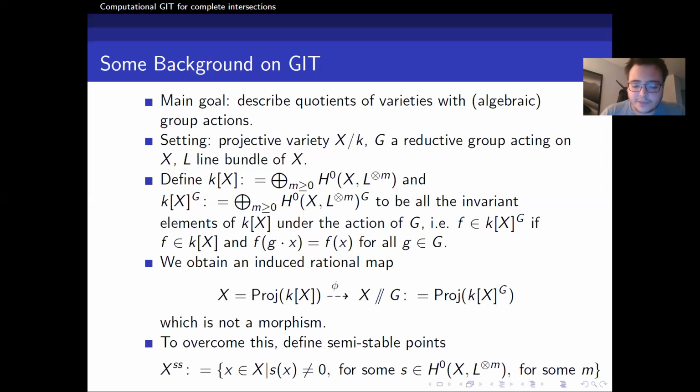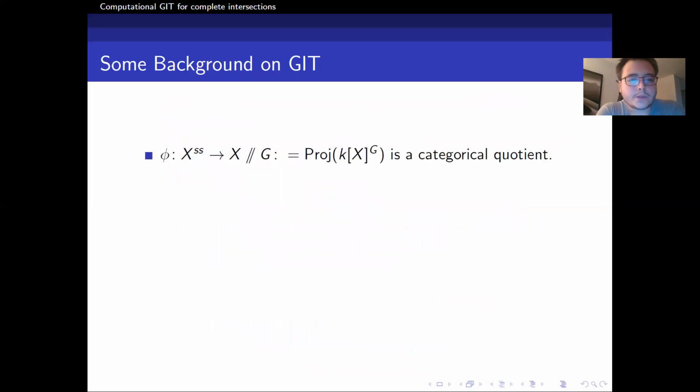To circumvent that, we define these points which we call semi-stable points. These are points in X where there exist some section with respect to the line bundle L to the power M, such that the section at x is non-zero. This allows the restriction of this induced rational map phi to be a categorical quotient.